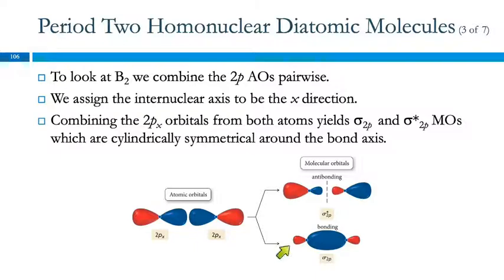If we stand at the end and look down, this is also going to look round from the end, right? And if we look down the end of this one, it's going to look round because we're looking at the end of a sausage. So these are still called sigma orbitals because they have a cylindrical shape. They're round on the end. This is sigma 2p because it's made from 2p orbitals. And this is sigma star 2p.